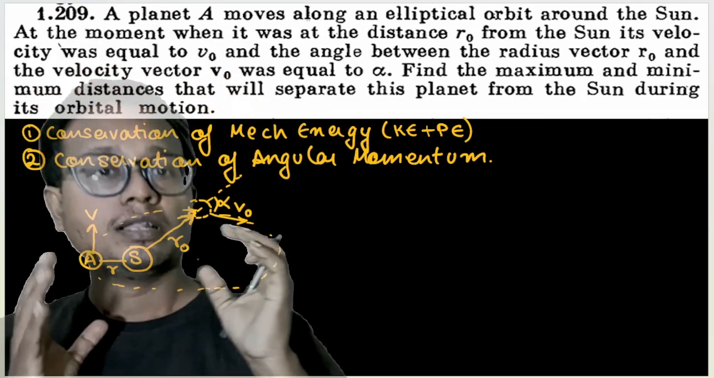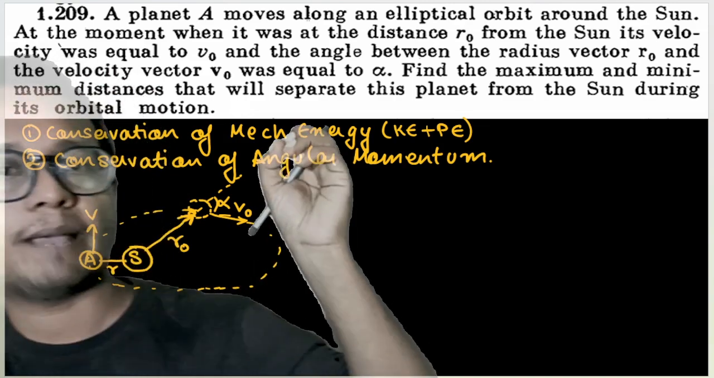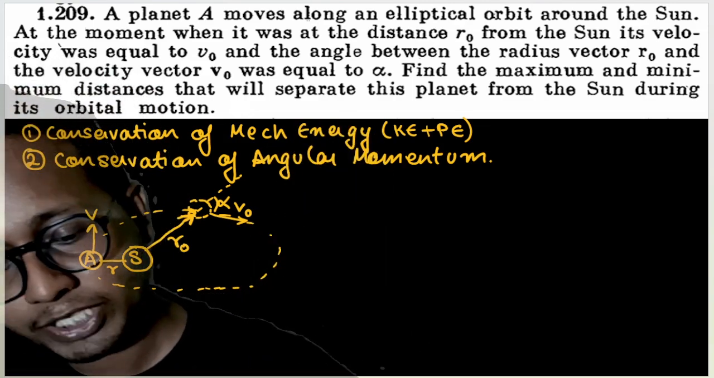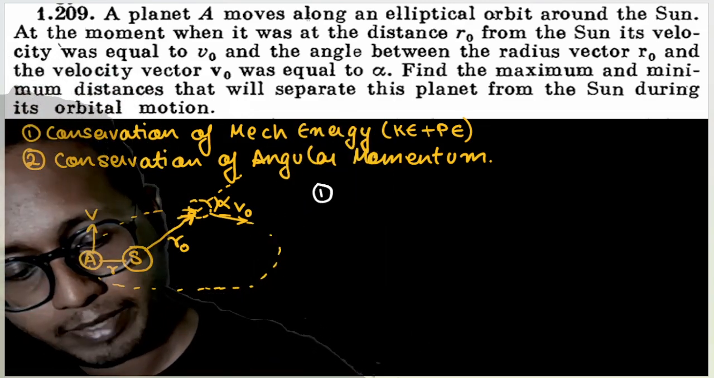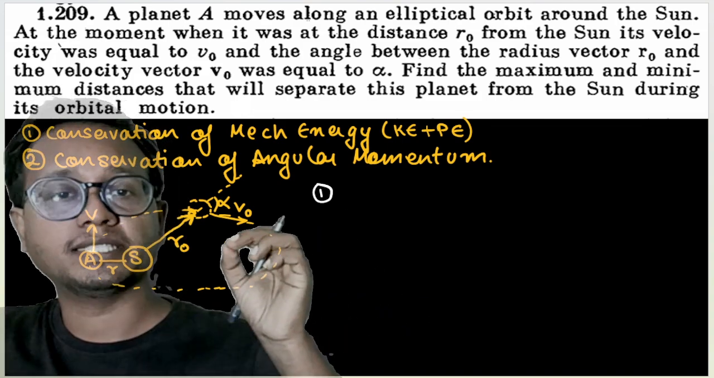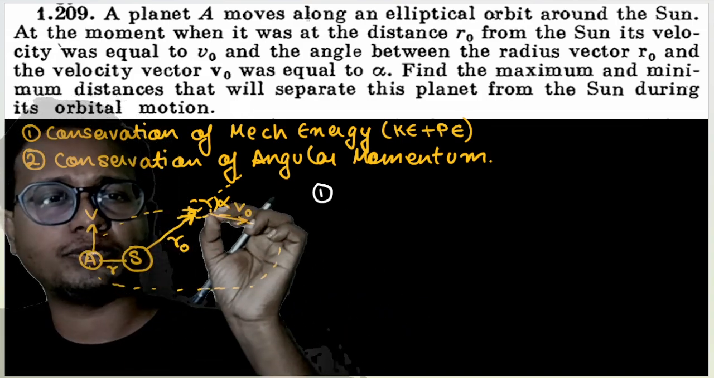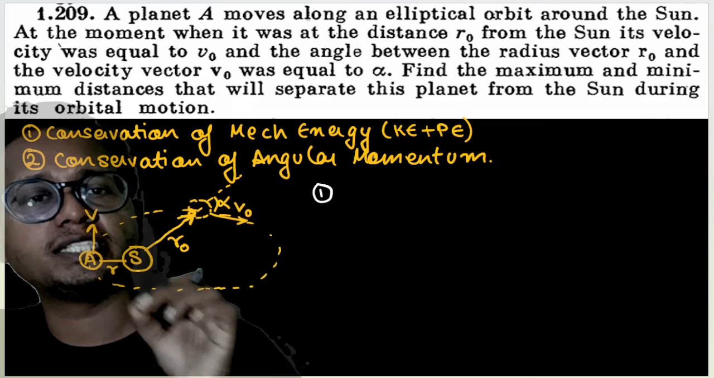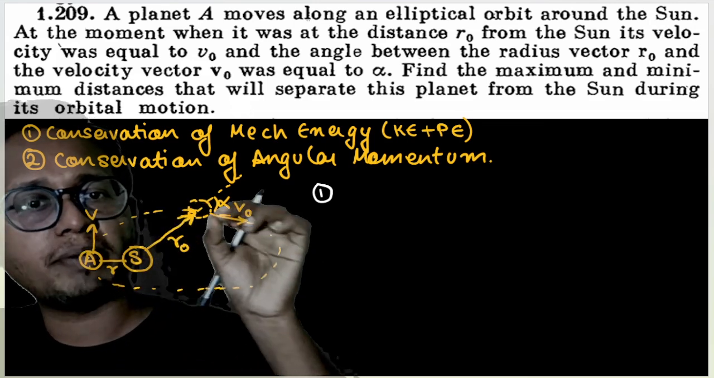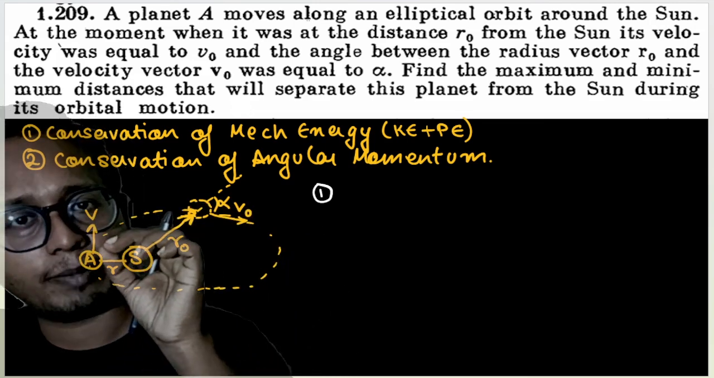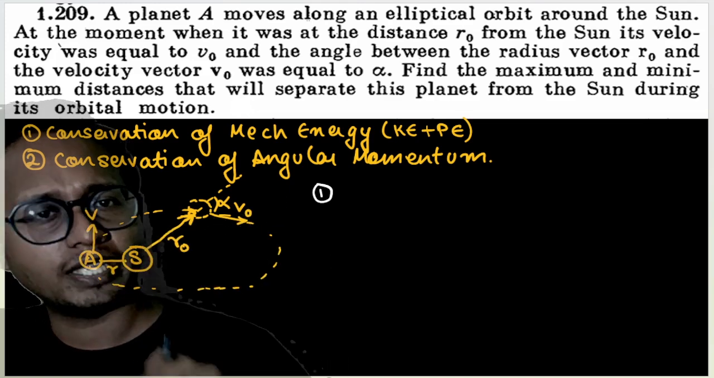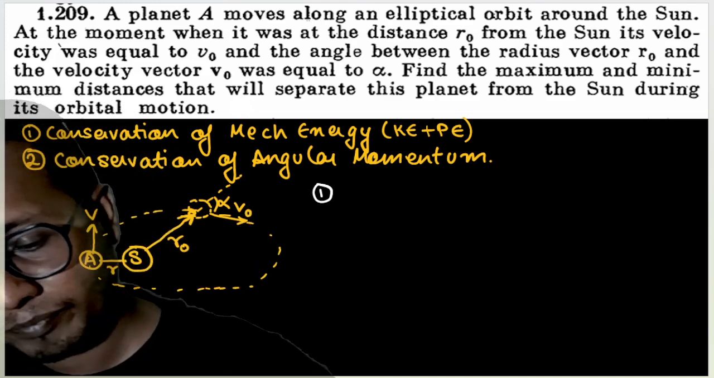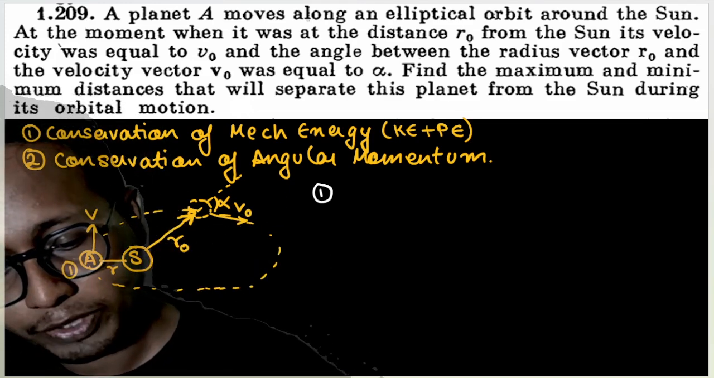Now what we have to do here is just apply our equations. I'll apply my first equation, conservation of mechanical energy. So the initial and final mechanical energy, let this be point 1 and this be point 2. It doesn't matter, the total mechanical energy at every point is the same, and the angular momentum at every point in the orbit is the same. So it doesn't matter whether we apply point 1 or point 2, initial or final.